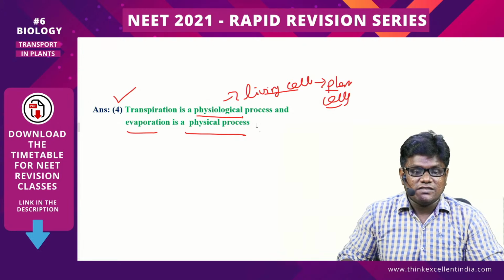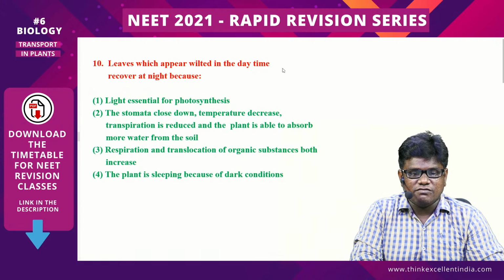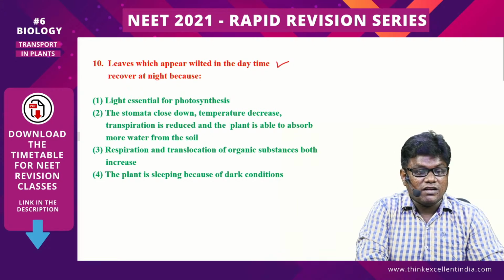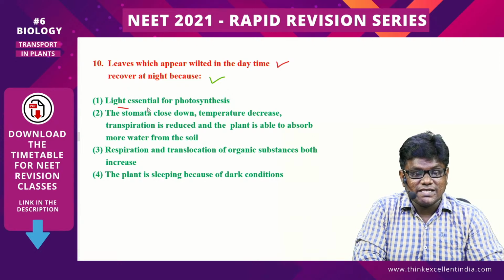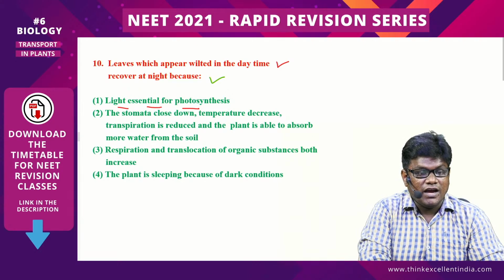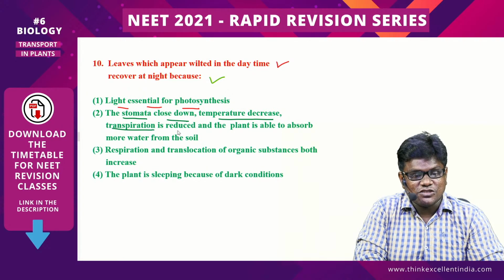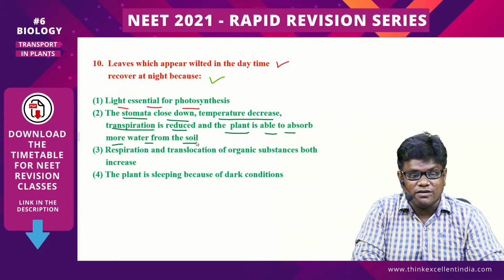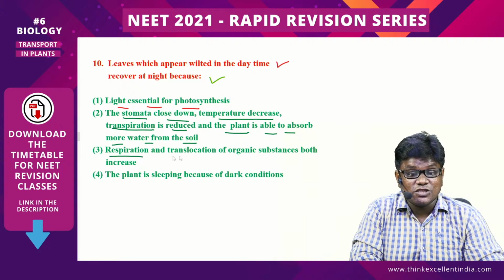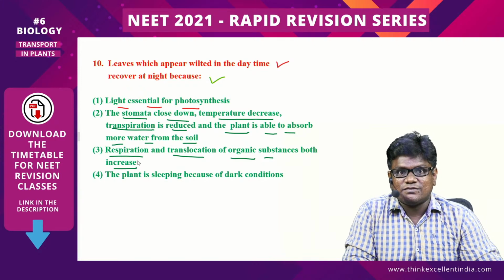Here the final question we are going to see, students, the 10th question. Leaves which appear wilted in the daytime and recover at night time, what is the reason? Option one: light is essential for photosynthesis, and here you can see the stomata close down, temperature decreases, transpiration is reduced, and the plant is able to absorb more water from the soil. Option two: respiration and translocation of organic substances both increase.